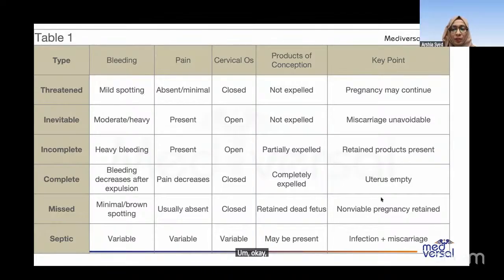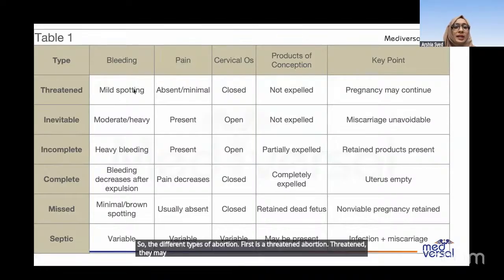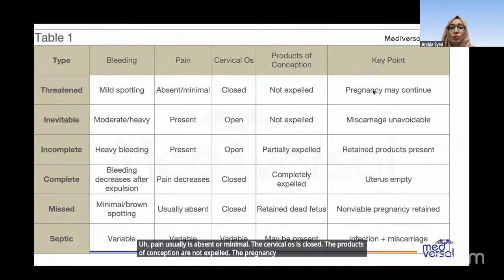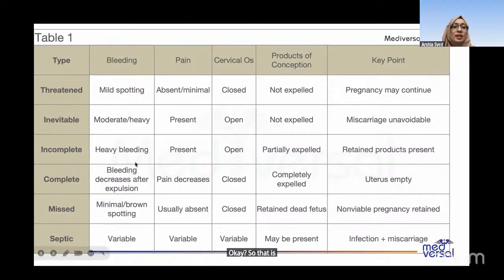Okay, let me just have a quick revision before I move on to the next topic. So the different types of abortion. First is a threatened abortion. Threatened, they may have a mild spotting. Pain usually is absent or minimal. The cervical os is closed. The products of conception are not expelled. The pregnancy can continue. So that is a threatened abortion.